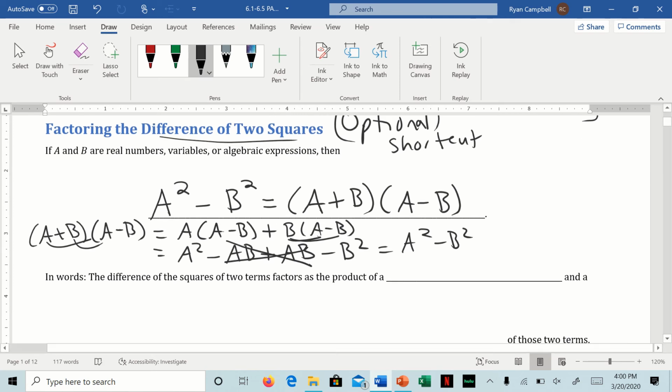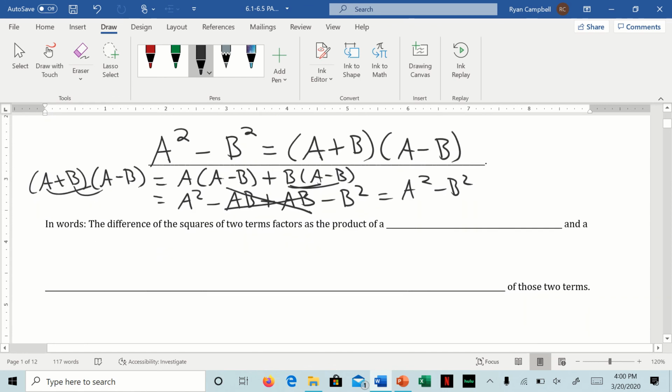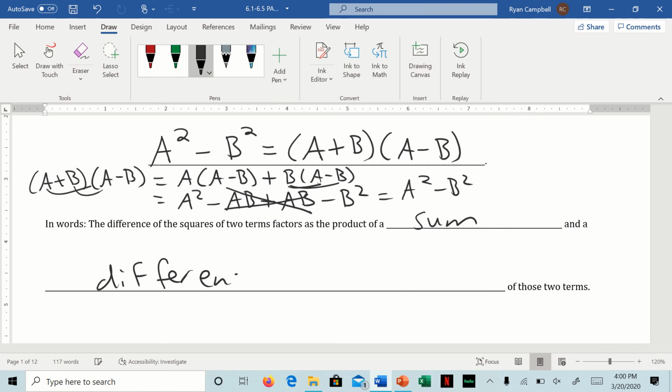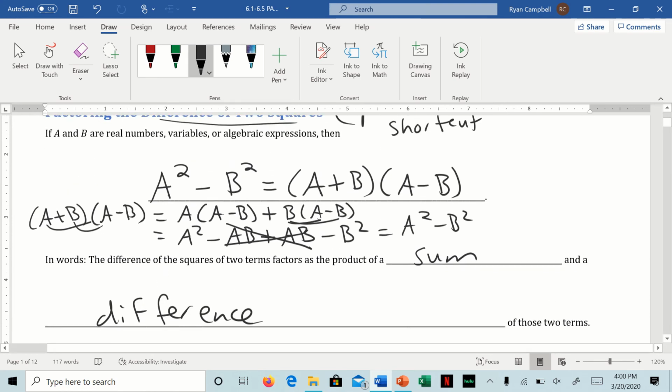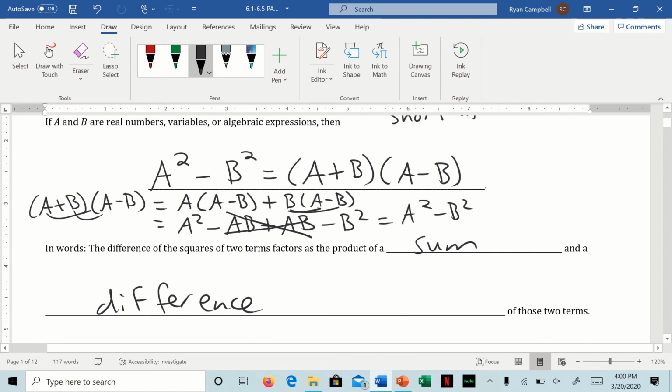So in other words, the difference of two squares forms a product of a sum and a difference of those two terms. So if we know what those two terms that we're squaring are, as our shortcut, we can just say it's adding those two terms and subtracting those two terms.